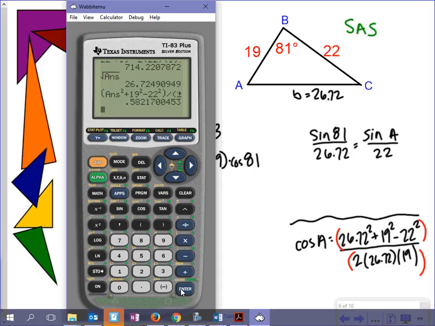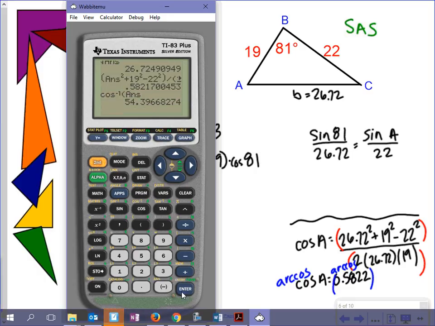So I'd say something like, if I'm writing some work, cosine A equals 0.5822. And then I've still got to arc cosine both sides, since I'm using law of cosines. So I could do second cosine, second answer, and I get 54.4.